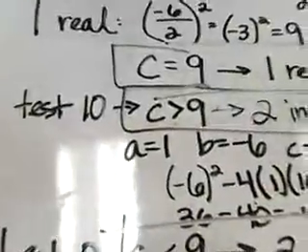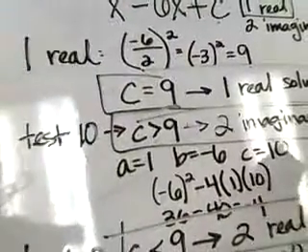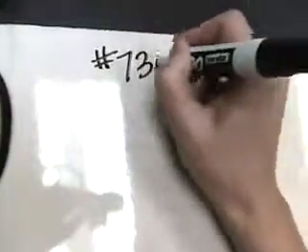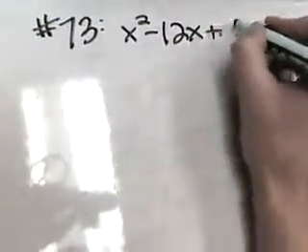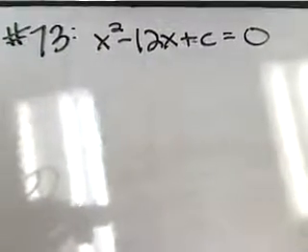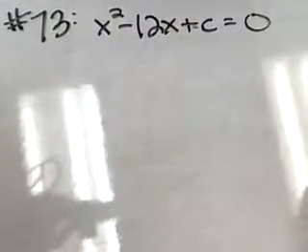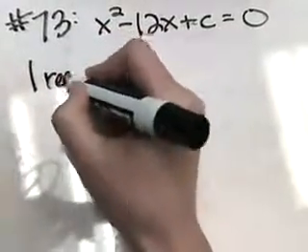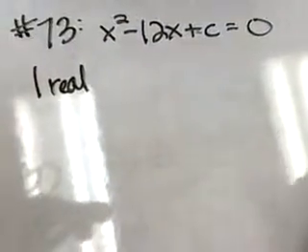Okay, now you guys have to do this on number 68 through 73. So let's look at 73. Okay, 73 gives us x squared minus 12x plus c equals 0. Okay, and they want us to find out when there are two real solutions, one real solution, and two imaginary solutions. So remember, I always start out with one real. He's my middle ground. I'm not even going to spell that out. I will when I find it.